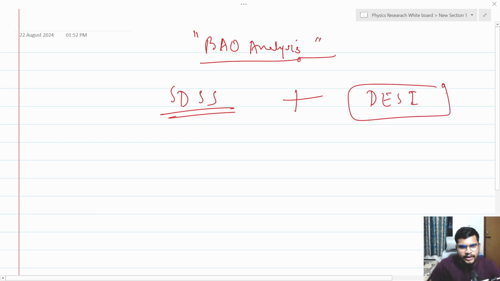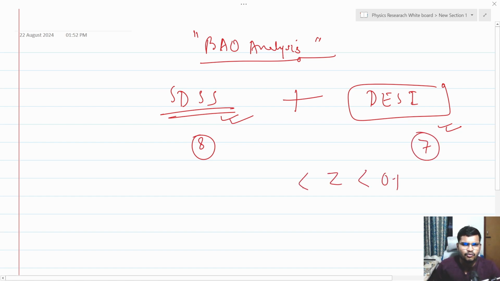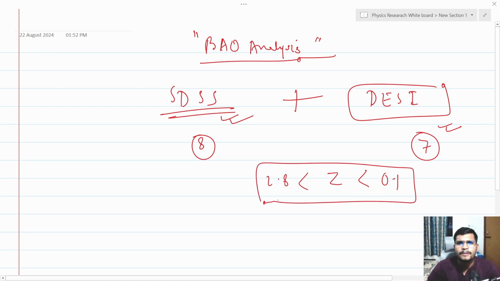So there are two different data sets for the BAO, and they have been doing these experiments for nearly 20 years. DESI is more recent, and SDSS has accumulated for 20 years. So we have at most 8 data sets over here, and it has DESI data sets, and the z is nearly about 0.1 to 2.8, I guess. So we will see about it.